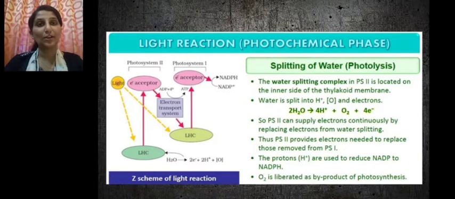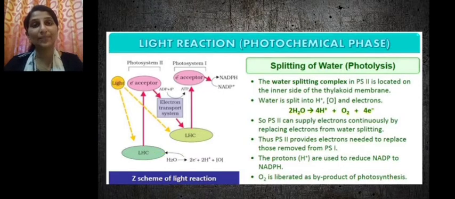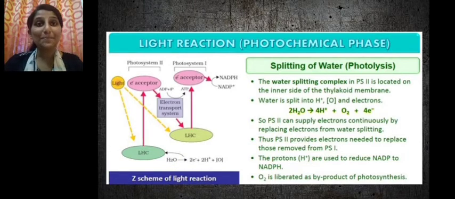So what are the products formed by the splitting of water? Oxygen, protons and electrons. What is the fate of electrons? We know when light is absorbed by the light harvesting complex of photosystem 2, it loses electrons. So the process has to take place continuously. Electrons have to be continuously supplied. So electrons are supplied by the splitting up of water, which is taking place on the inner side of the membrane of photosystem 2. The electrons lost in the light harvesting complex of photosystem 2 are replaced by the electrons produced by the splitting up of water.